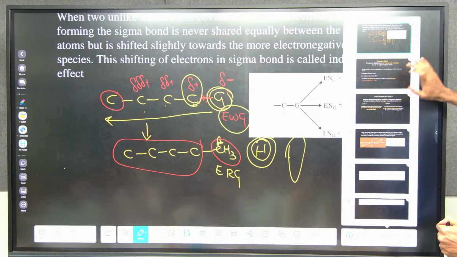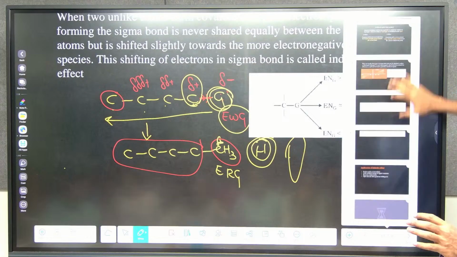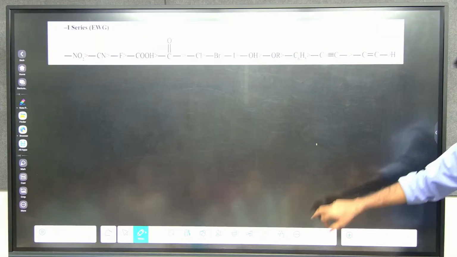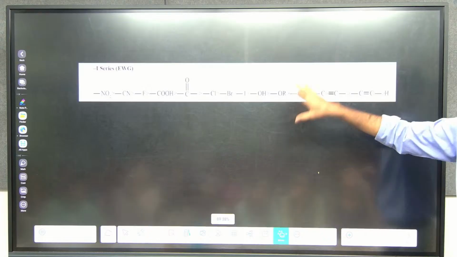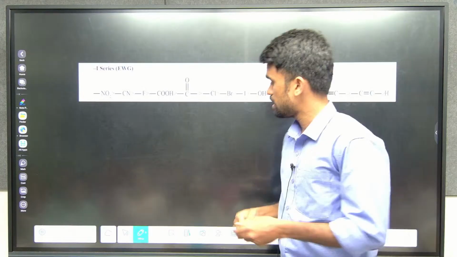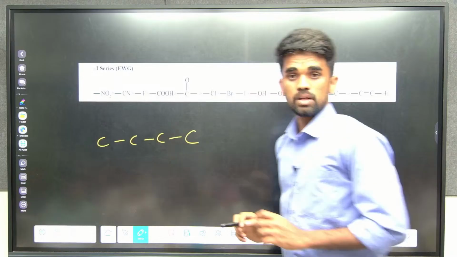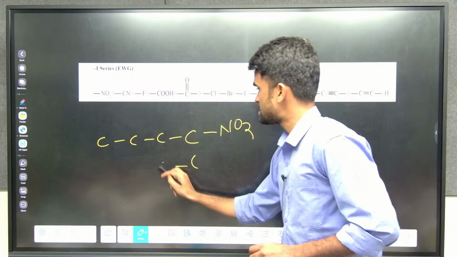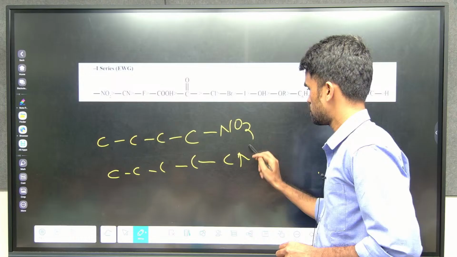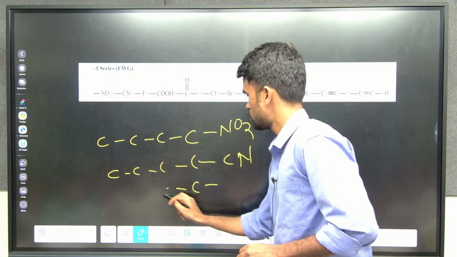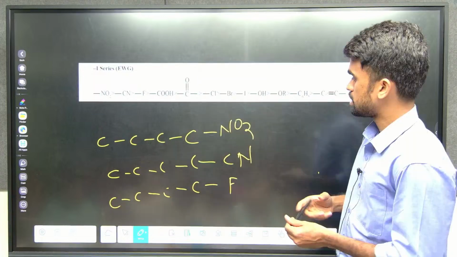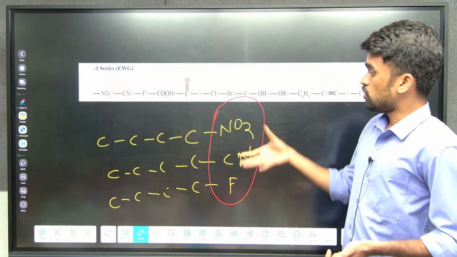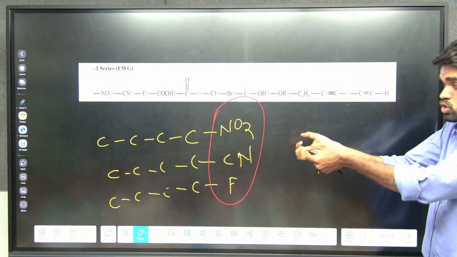Now, what is the use of studying all these things? I will tell you. How many effects did I tell you? There are 2 types, plus I and minus I. So when there are minus I groups, see, if this is a carbon chain, here a nitro group is attached. Same carbon chain, one cyano group is attached. Same carbon chain, one fluorine is attached. Here I am changing these groups, and the remaining side chain is completely the same. So which of the following groups will withdraw more, or show more minus I effect?